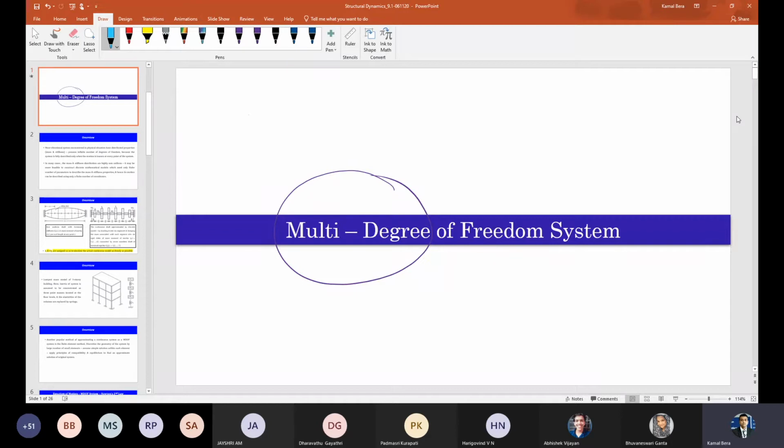will talk about how to find out the natural frequencies and mode shapes, what are the different methods available, or which methods were used in the older days. So those we'll try to understand. But before that, I want to just introduce a few more things on this multi-degree of freedom system.